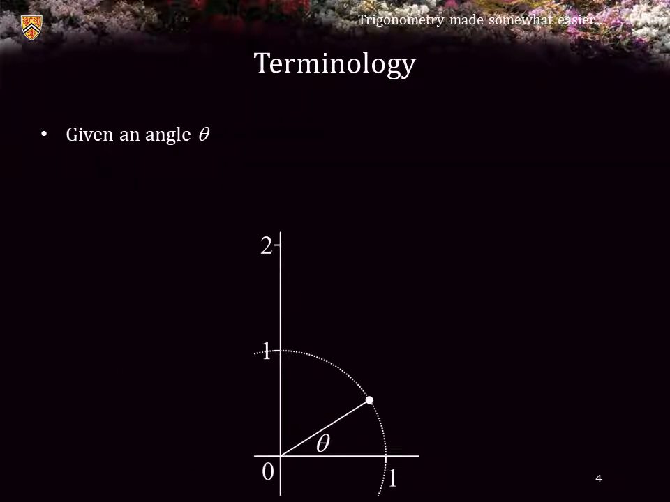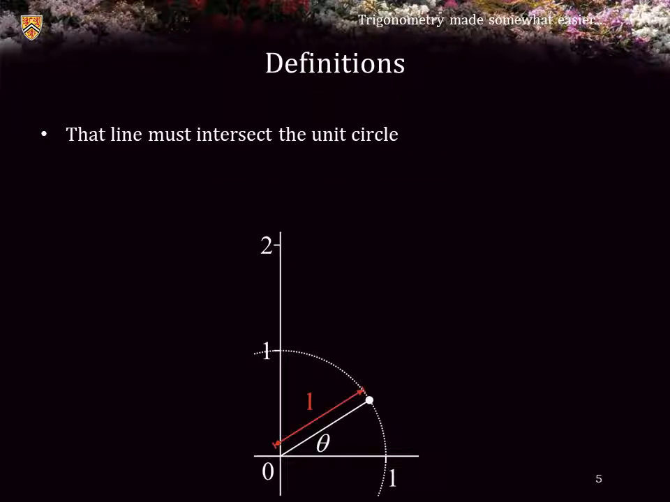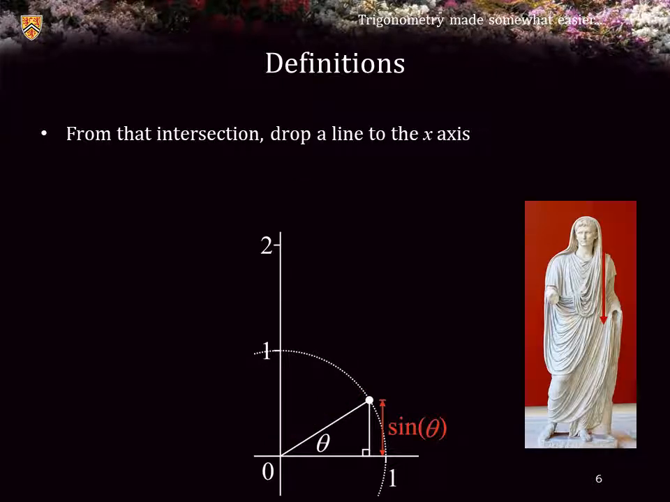Now, given an angle theta, let us create a line that makes that angle theta between that line and the positive x-axis. Let's extend that line from the origin with that given angle. That line at some point is going to intersect the unit circle. The length of that line from the origin to that point of intersection must be equal to 1, by definition. Now, from that intersection, drop a line down to the x-axis.